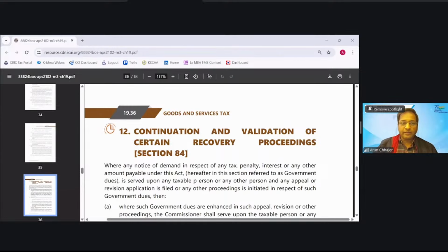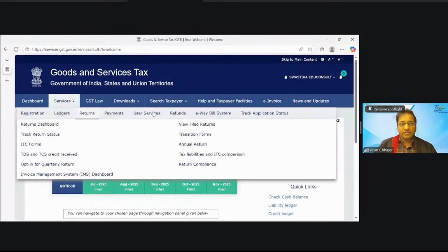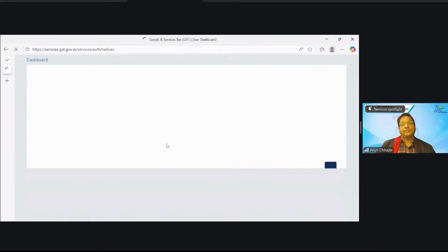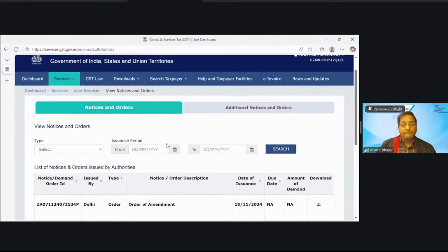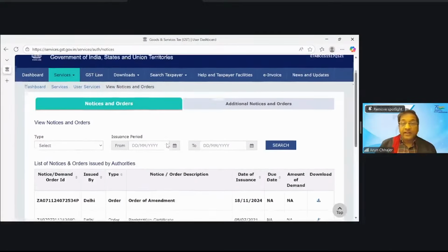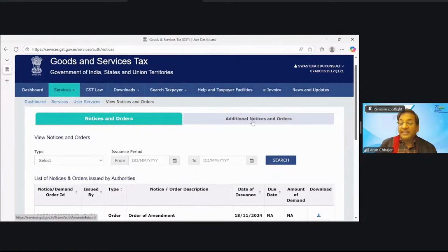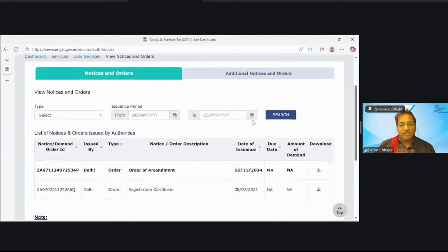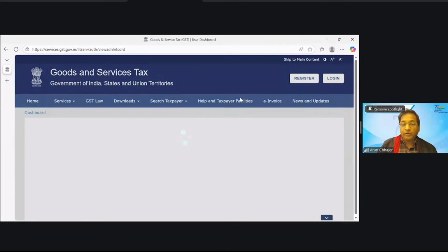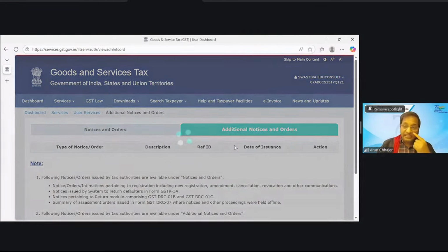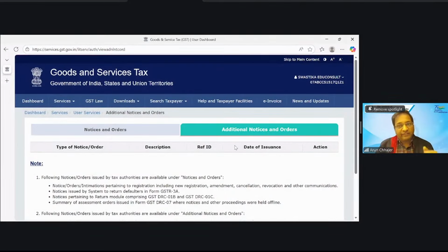This is the government portal. I go into Services, User Services, and View Notice and Order. Now there are two tabs: Notice and Order, and Additional Notice and Order. Normally registration-related notices and orders are issued in this particular tab. Any additional notices are issued in the other tab. Additional notice, Section 73 notice, Section 74 notice, whatever notice it is, will be issued in this tab only.